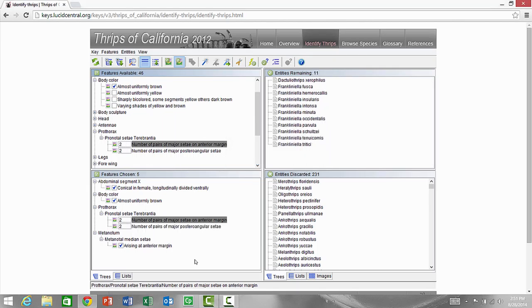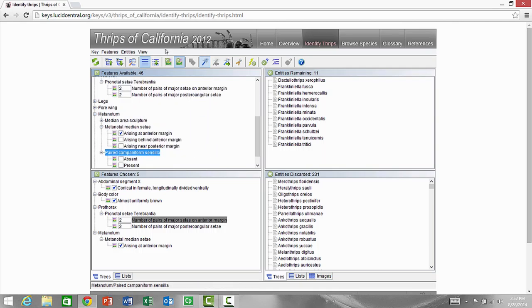All right, at this point, you'll see that we mostly have Frankliniella species left. That's one of the very nice things about Frankliniella: except in the Minuta group, they usually have five pairs of major pronotal setae. And so it was quite obvious to know this was Frankliniella to begin with. So primarily what we have left here is Frankliniella. I'm going to go to the next best character, which is paired campaniform sensilla on the metanotum.